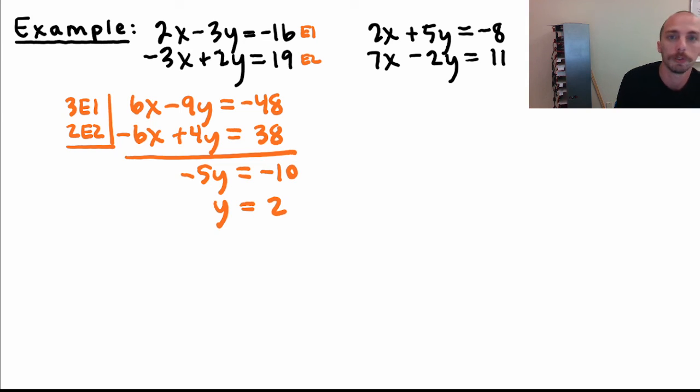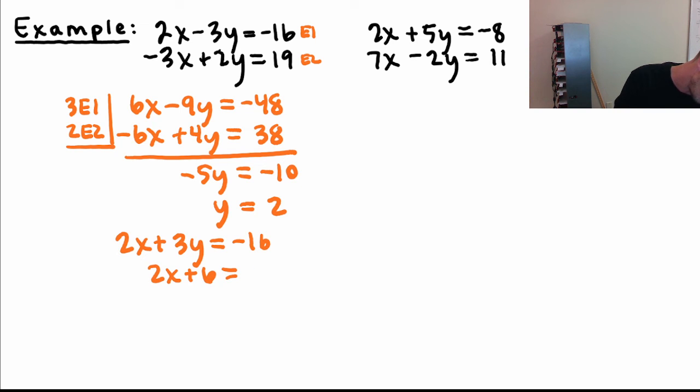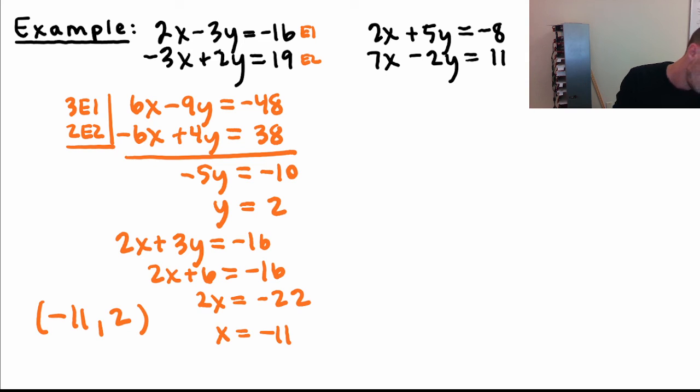Then I'm going to go back to the easier looking of the two original equations. I'd say maybe 2x plus 3y. So 2x plus 3y equaled negative 16. 3y is going to equal 6, so 2x plus 6 equals negative 16. Okay, I'm going to subtract 6, and then I'd have 2x equals negative 22. And then x, I'm going to divide by 2, and I get x is negative 11. So my solution point is negative 11 and 2.